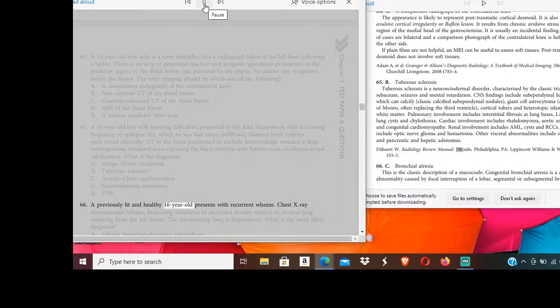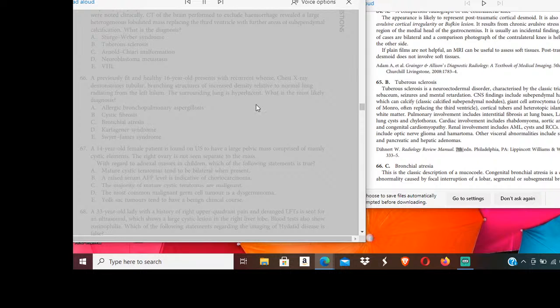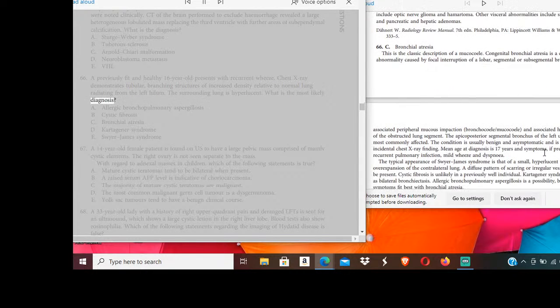66. A previously fit and healthy 16-year-old presents with recurrent wheeze. Chest X-ray demonstrates tubular, branching structures of increased density relative to normal lung radiating from the left hilum. The surrounding lung is hyperlucent. What is the most likely diagnosis? A. Allergic bronchopulmonary aspergillosis. B. Cystic fibrosis. C. Bronchial atresia. D. Kartagener syndrome. E. Swyer-James syndrome.